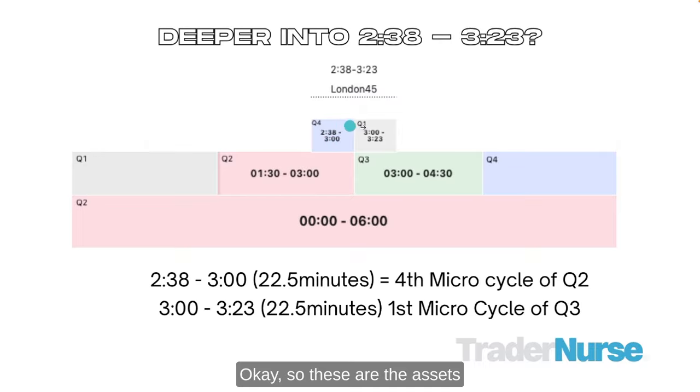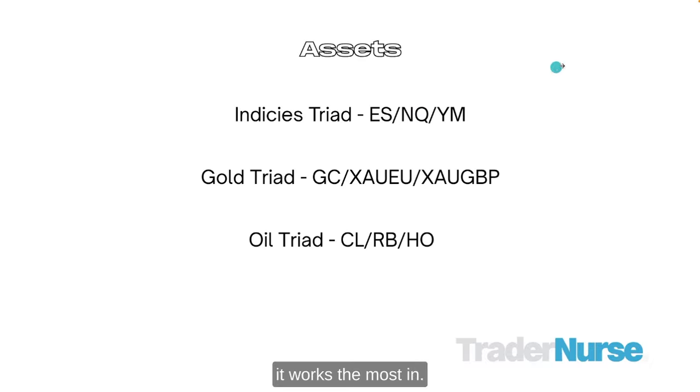So these are the assets you want to be trading and the ones that it works the most in. Our indices triad between ES and NQ, YM, our gold triad GC, XAU, EU, XAU, and JPY. You want to be using the forex.com for these two here, XAU, JPY, and using the futures contract for GC, which I'll show you shortly. And our oil triad, it works really well for that with CL, gasoline, and heating oil.